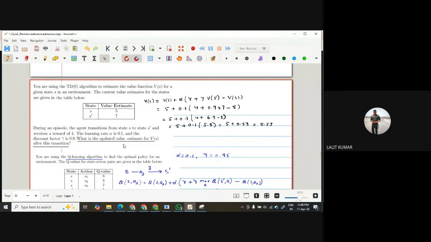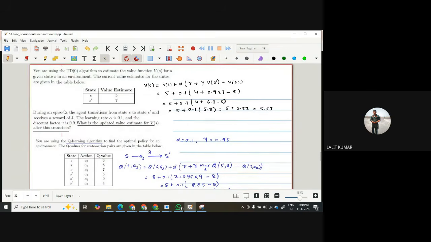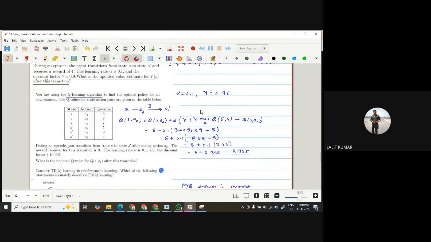Now you are using a TD0 algorithm to estimate the value function. The current value estimates are this. During an episode, the agent transitions from S to state S dash and receives a reward of 4. Learning rate is 0.1, gamma is 0.9. What is the updated value estimate for VS? So very easy. Okay, we can do that, no problem.